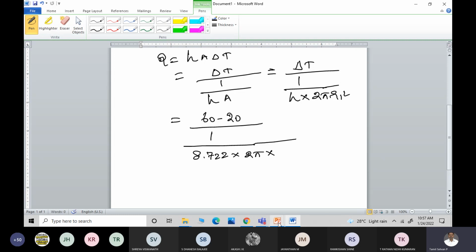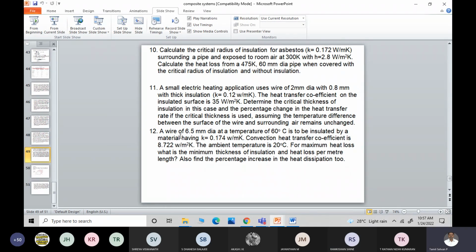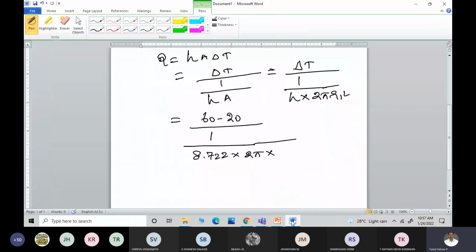What is the initial radius of the wire? Dia is given as 6.5 mm, so 3.25 mm radius. Convert it into meters: 3.25 into 10 power minus 3, into 1. So this is the heat dissipated in the first case.